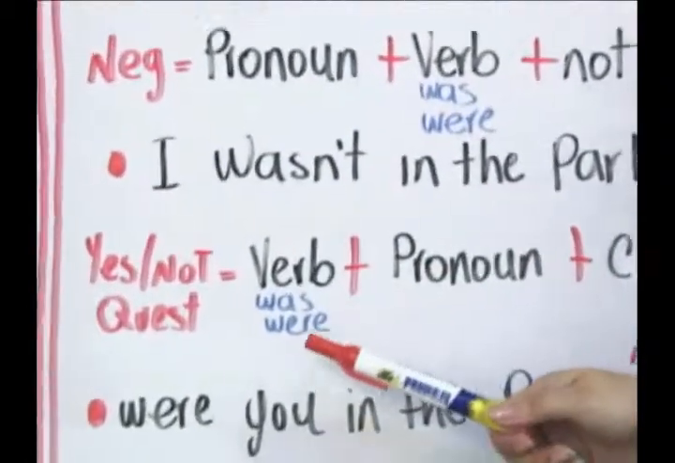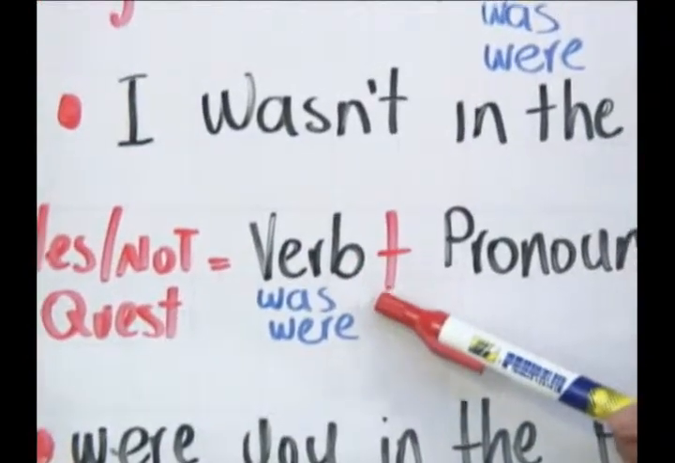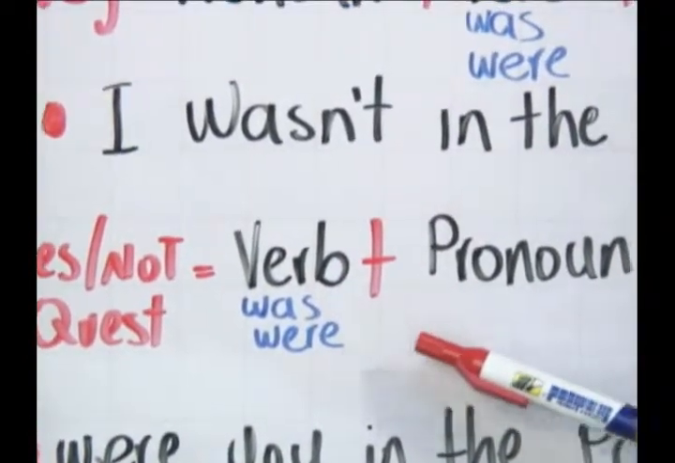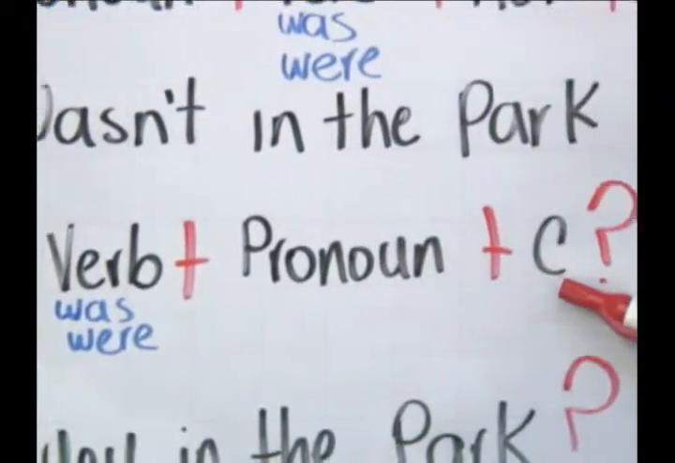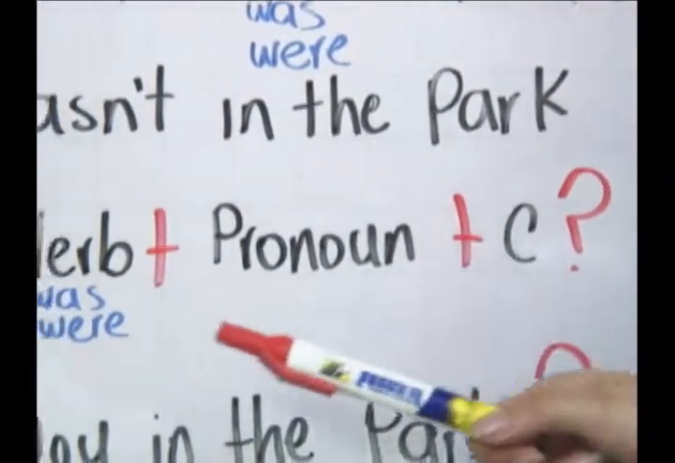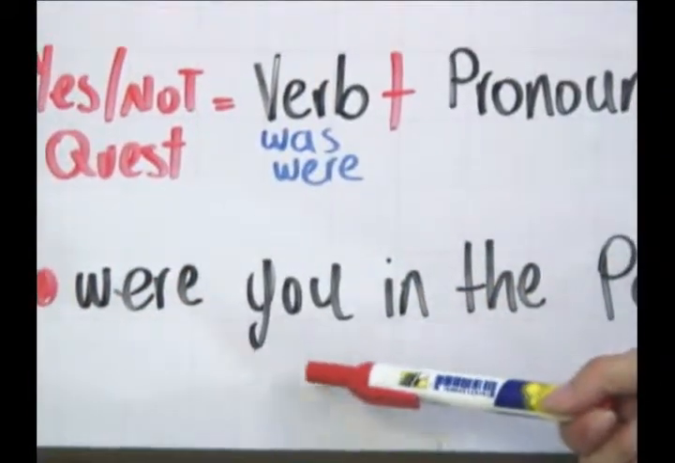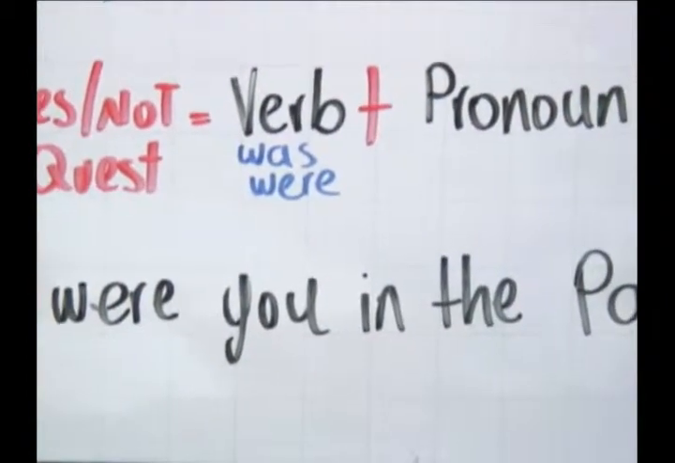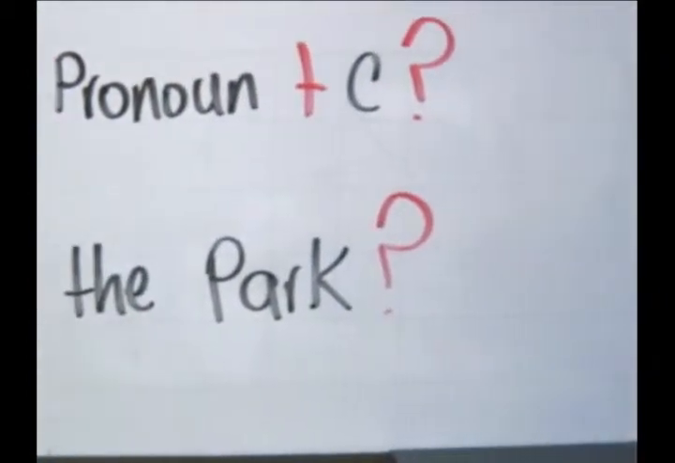The next part is about the yes and no questions. In the yes/no questions we have verb, was or were, pronoun and complement. Example, were you in the park? For the yes/no questions we have affirmative and negative answers. So, were you in the park? Yes, I was. No, I wasn't.